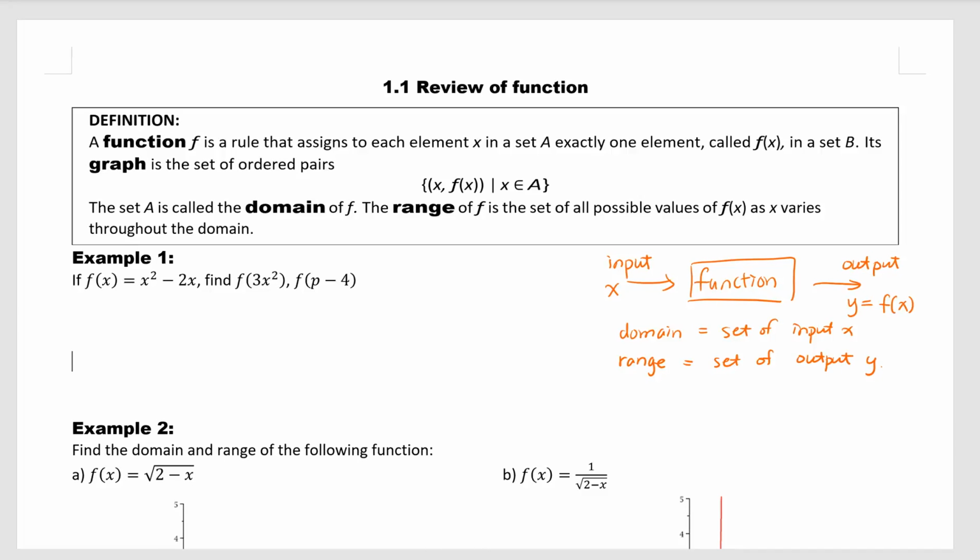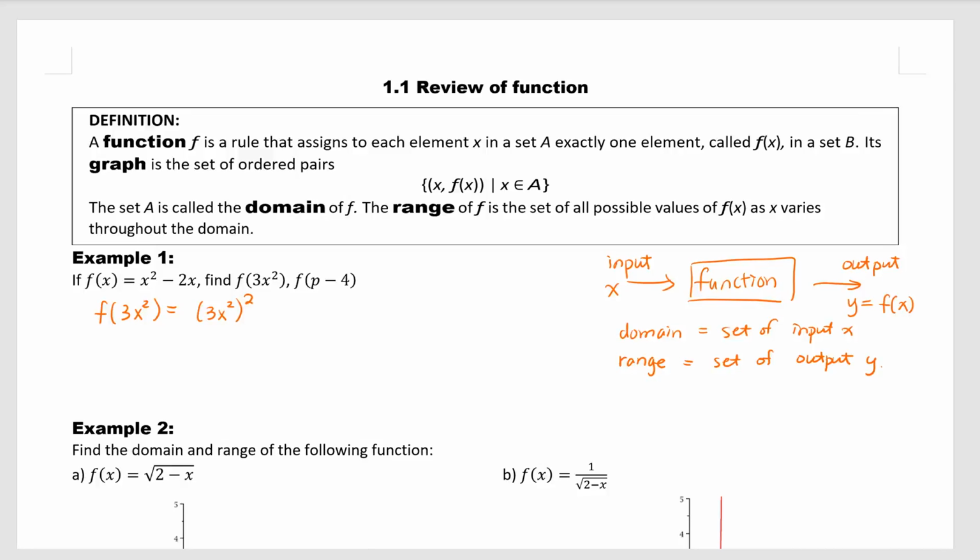Okay, so let's look at example 1. If f of x equals x squared minus 2x, we want to find f of 3x squared and f of p minus 4. So what is f of 3x squared? Well, that means whenever you see x in the expression of f, we replace x by 3x squared. In the expression we have x squared, so we replace x by 3x squared.